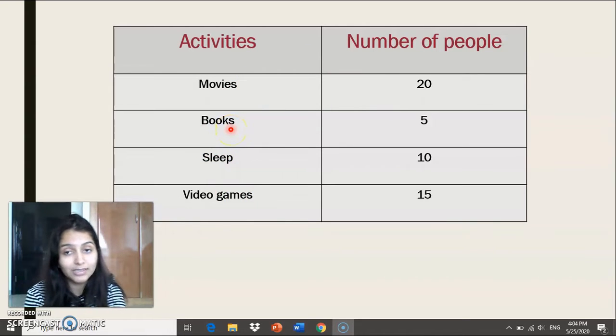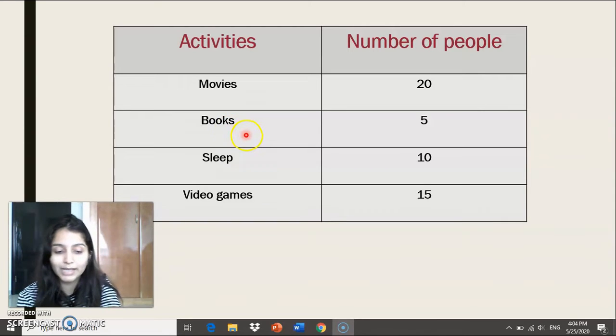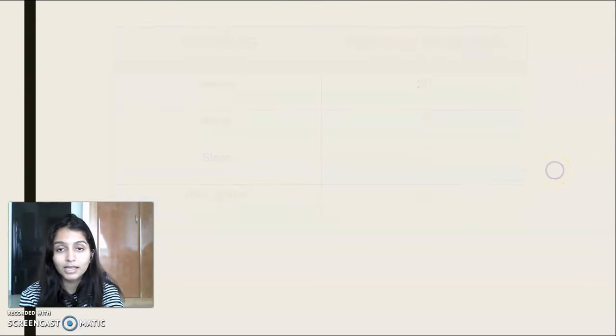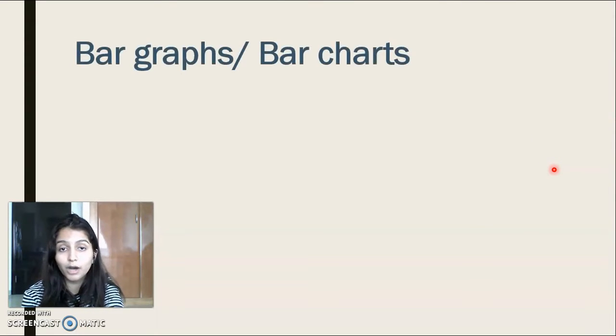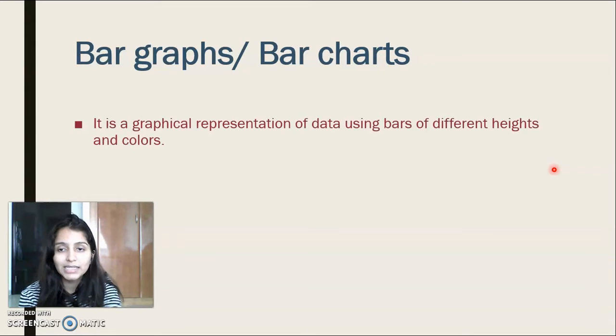Now for that reason, we have to think of a different way to draw this graph. Now how do we do that? So this graph can be drawn as a bar graph or a bar chart. What is a bar chart? It's basically a graphical representation of data using bars of different heights and colors.